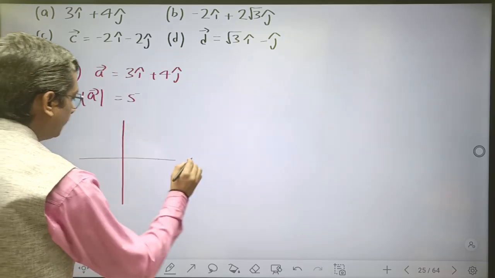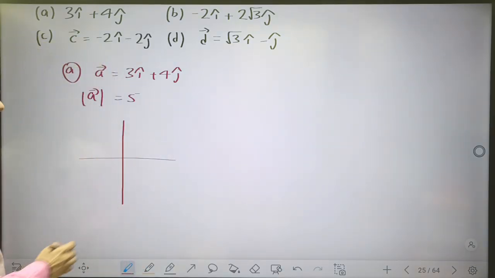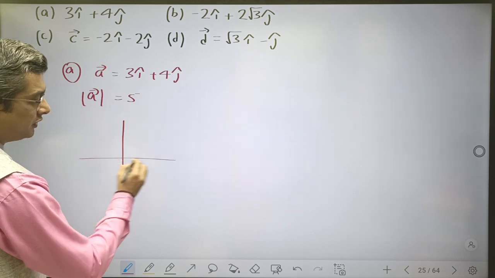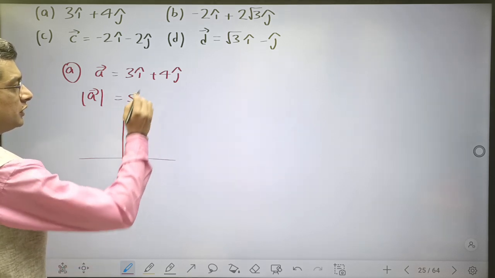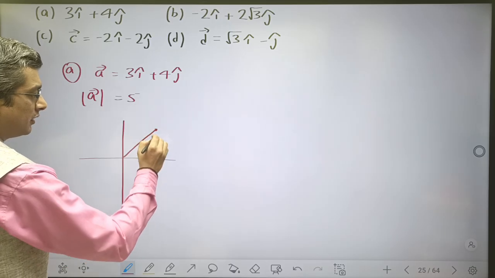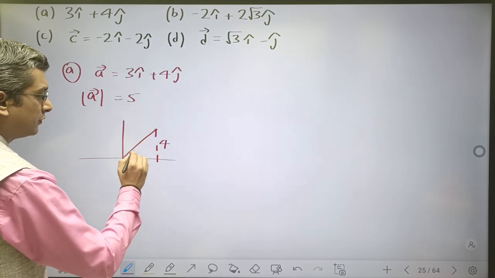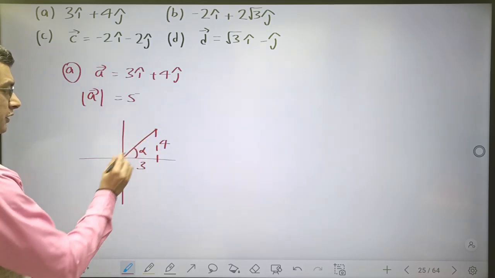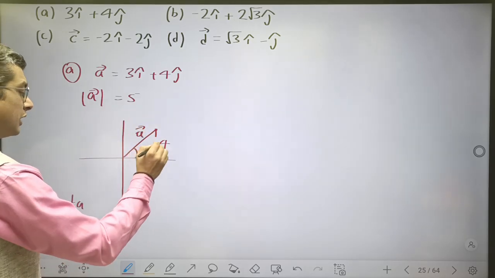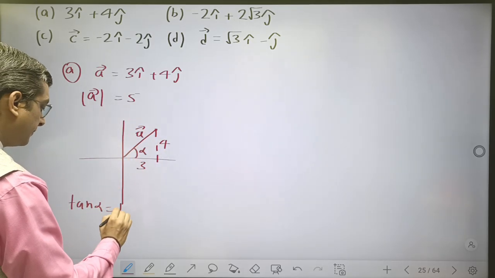For direction, just plot this Cartesian coordinate system. So 3 along positive x-axis and 4 along positive y-axis. Here both are positive, so it will be in the first quadrant in this way. This is 3, this is 4, this is alpha, we have to find alpha. So tan alpha is given by, and this is vector A, isn't it? So tan alpha is given by 4 by 3.